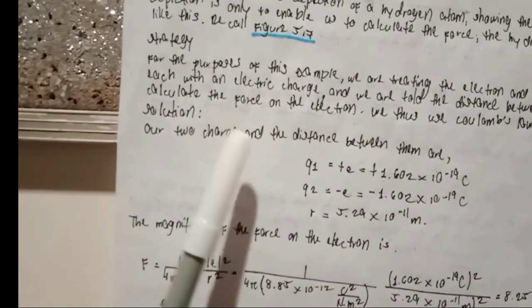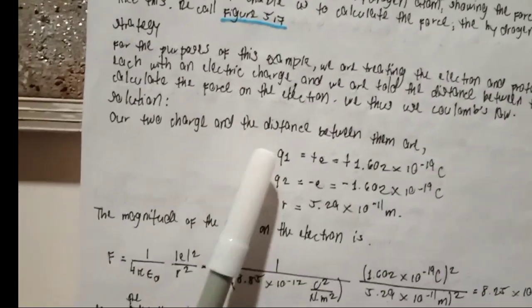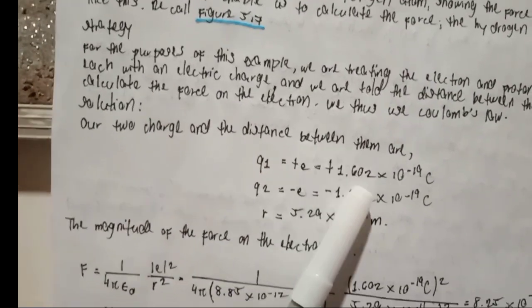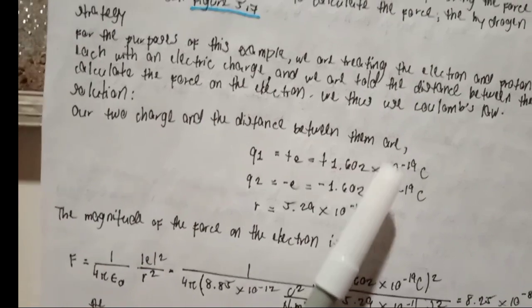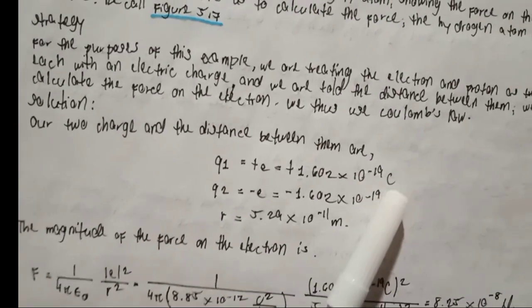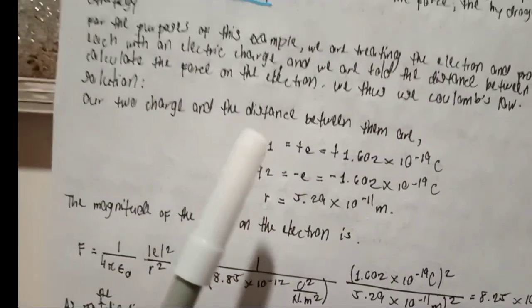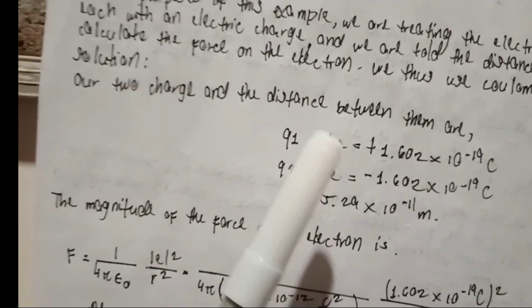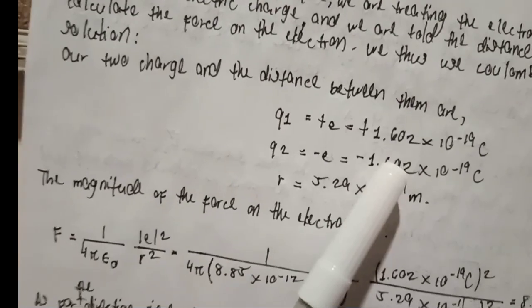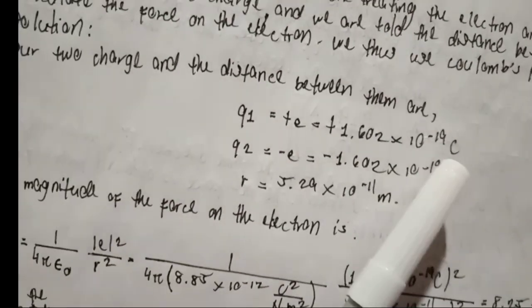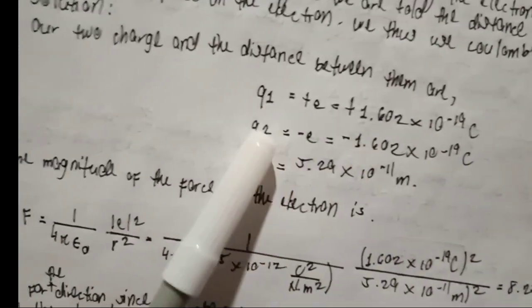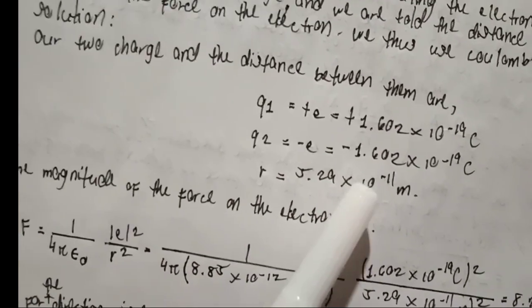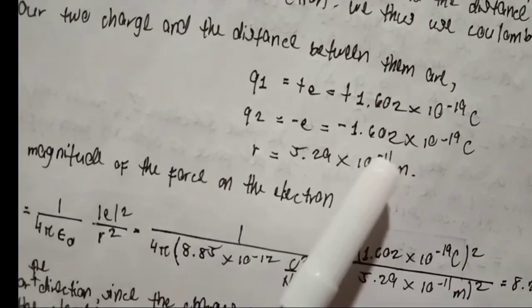Solution. Our two charges and the distance between them are: Q sub 1 is equal to positive e, which is equal to positive 1.602 times 10 raised to the power of negative 19 coulombs. Q sub 2 is equal to negative e, which is equal to negative 1.602 times 10 raised to the power of negative 19 coulomb. The distance r is equal to 5.29 times 10 raised to the power of negative 11 meter.